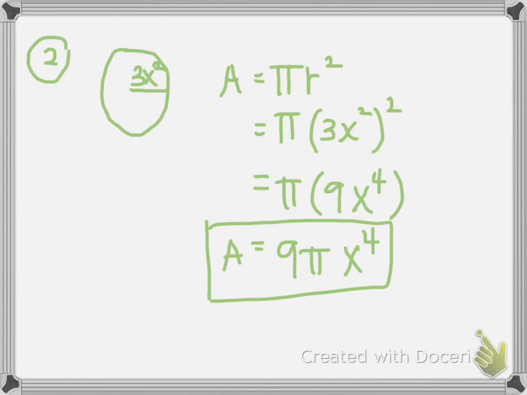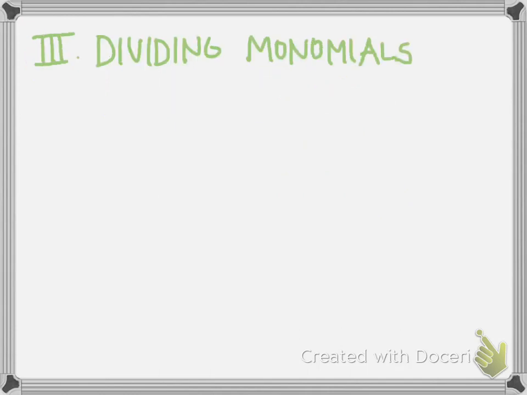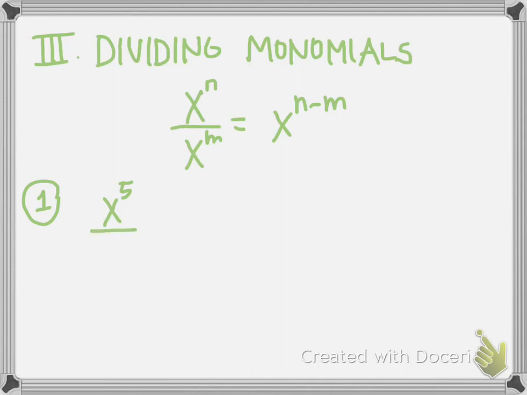Okay, so now we're going to talk about dividing monomials. So dividing monomials means if you have like bases, and we'll be dividing them, you will subtract the exponents. So if I have x to the 5th over x cubed, those are the same base, so I can say x to the 5 minus 3. So that would be x squared.